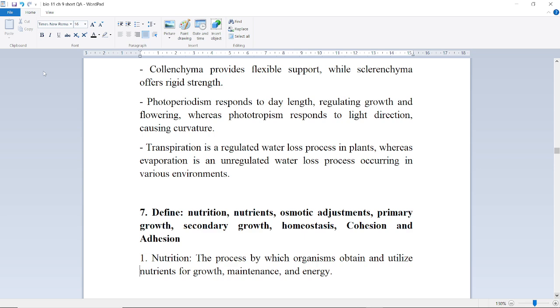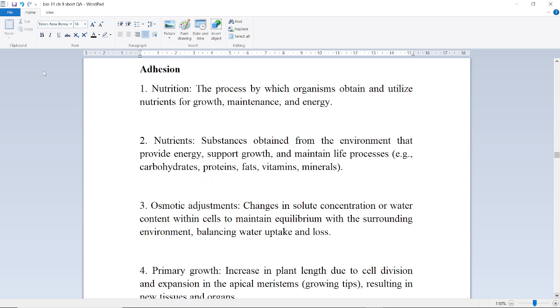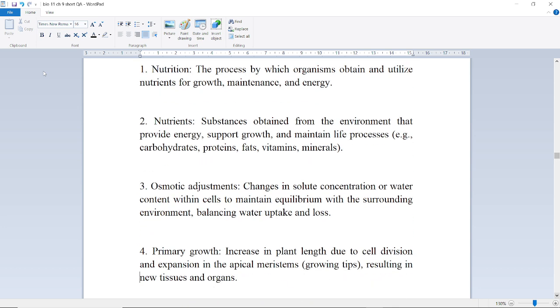Next is define nutrition, nutrients, osmotic adjustment, primary growth, secondary growth, homeostasis, cohesion and adhesion. First of all, we see what is nutrition. The process by which organisms obtain and utilize nutrients for growth, maintenance and energy. Next is nutrients: substances obtained from the environment which provide energy, support growth and maintain life processes. For example, carbohydrates, proteins, fats, vitamins and minerals.